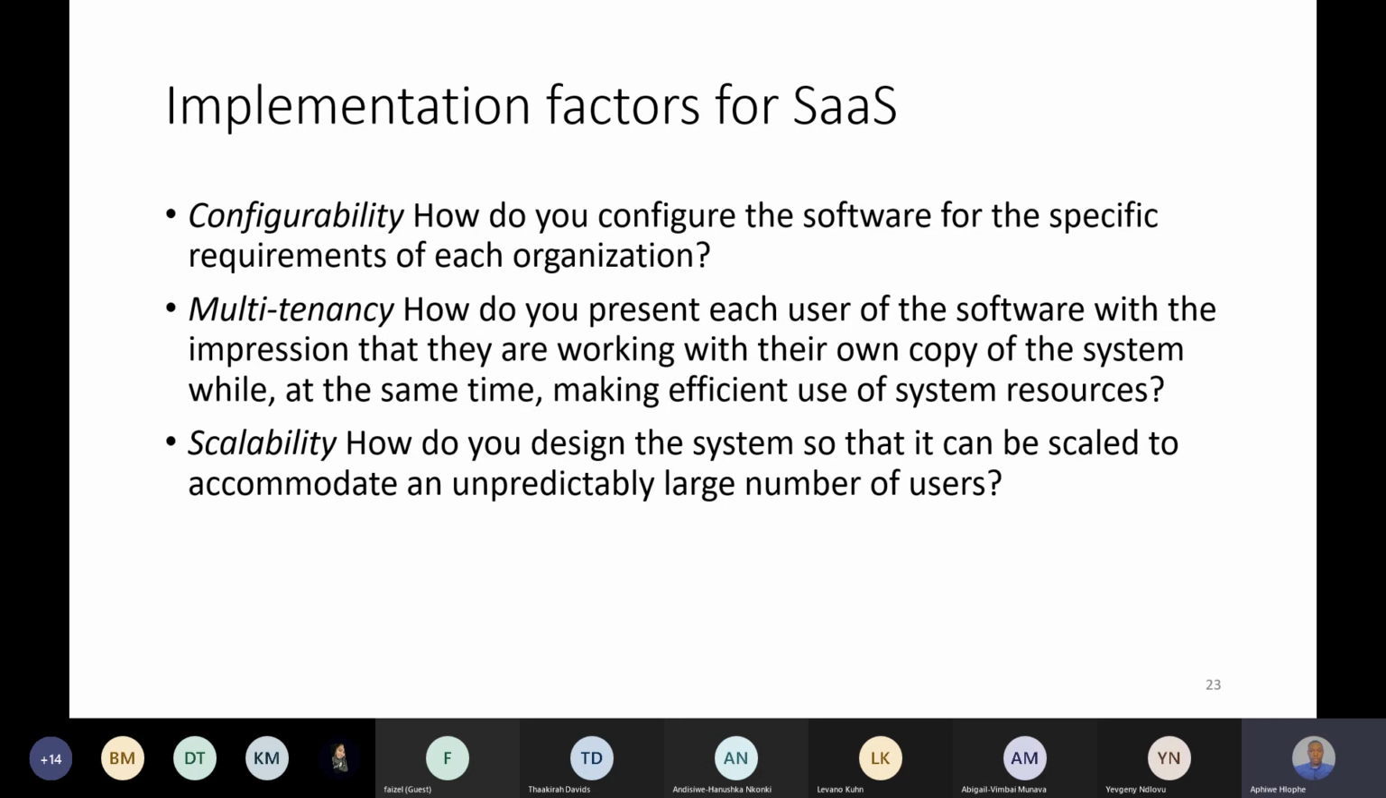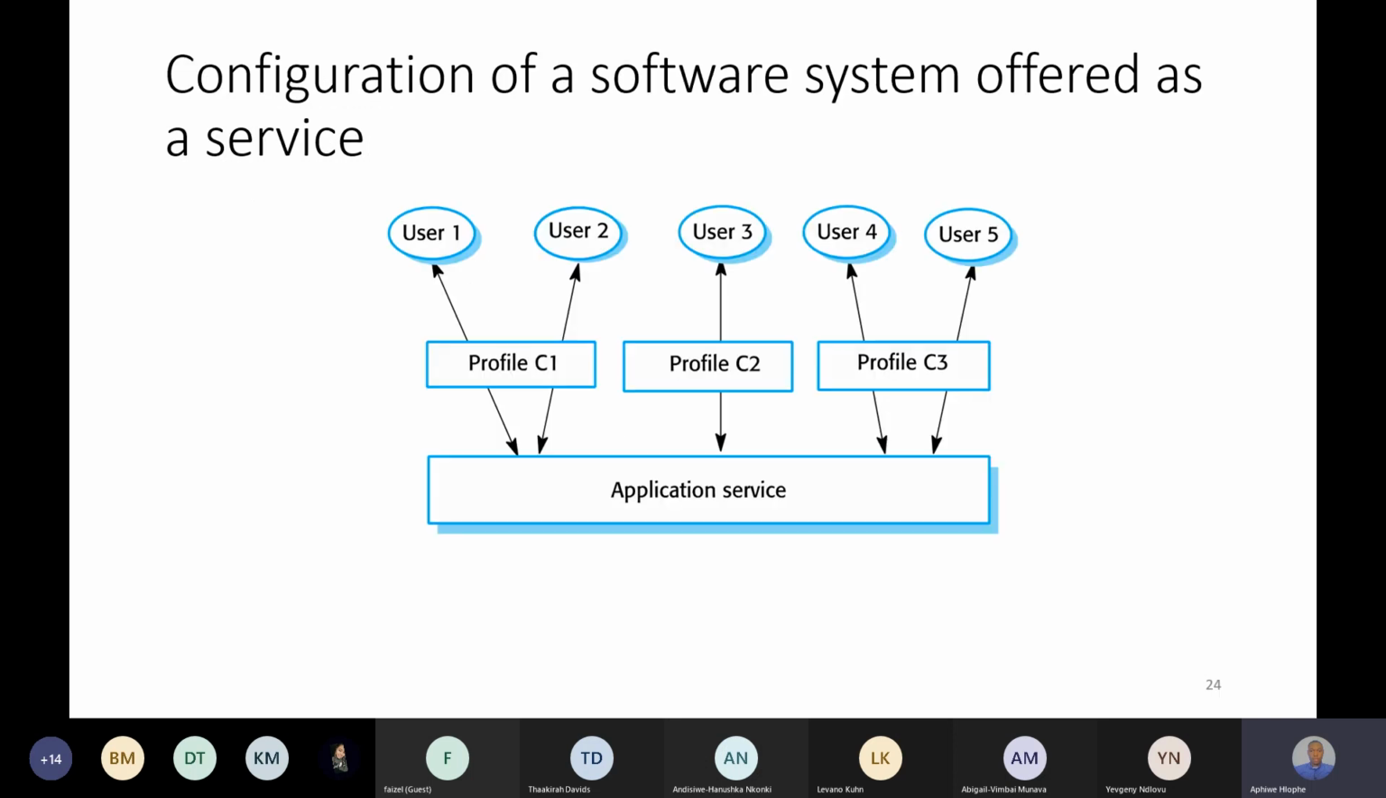How do you present each user of the system with the impression that they are working with their own copy of the system, while at the same time making efficient use of the system resources? I'll leave that one to the last slide. In terms of scalability, how do you design the system so that it can be scaled to accommodate an unpredictably large number of users? Fortunately, if you're subscribing to software as a service, scalability is not your problem. You are paying someone to handle that risk for you, okay? So you trust that they'll be able to scale for you when you need those resources.